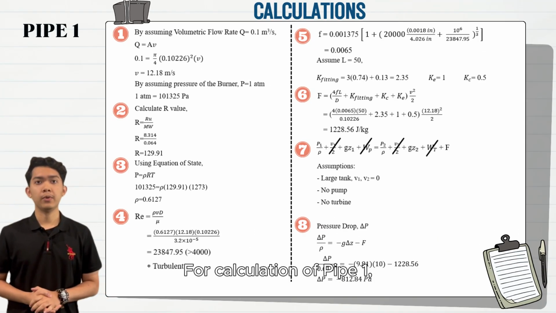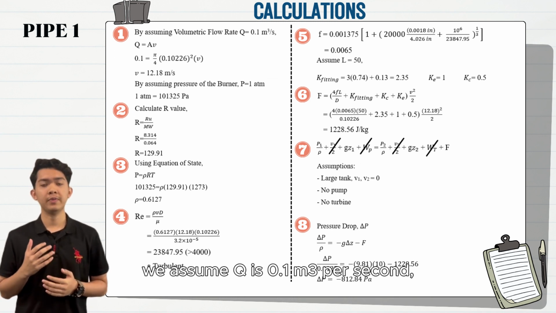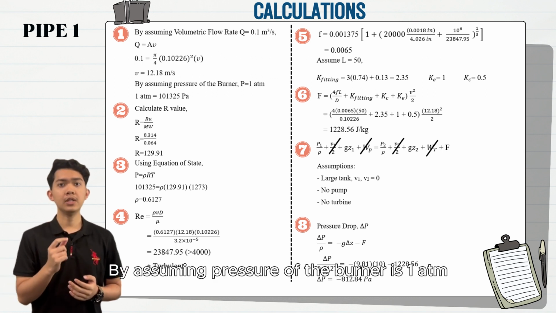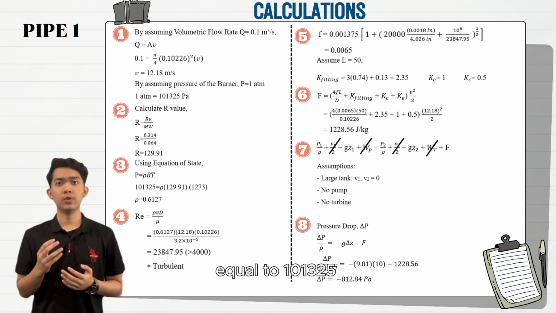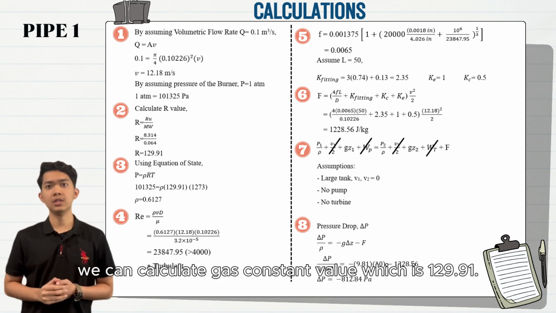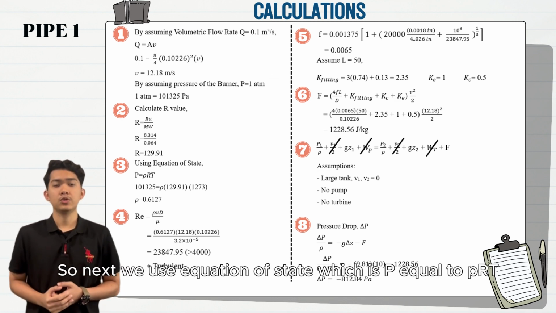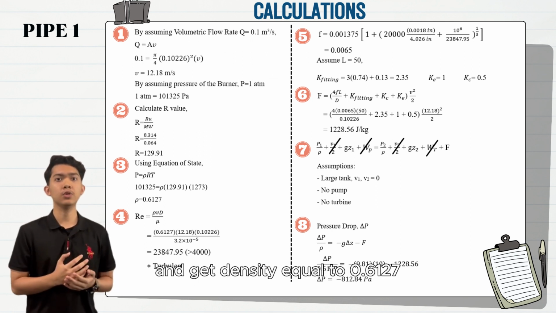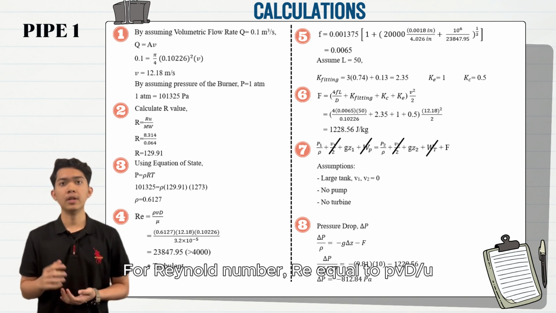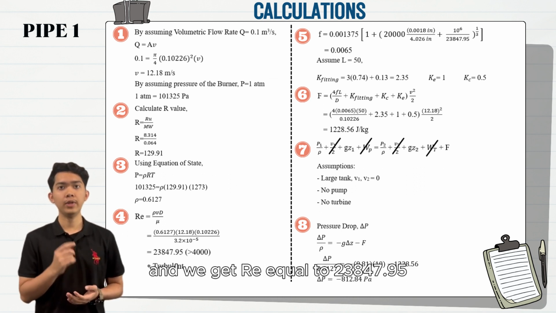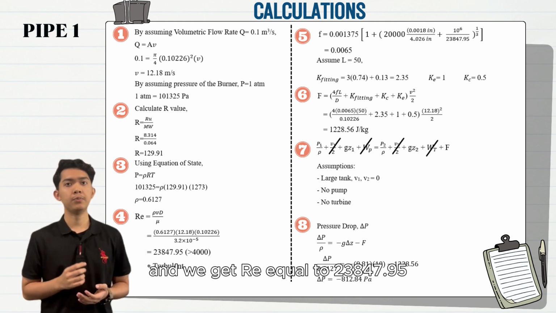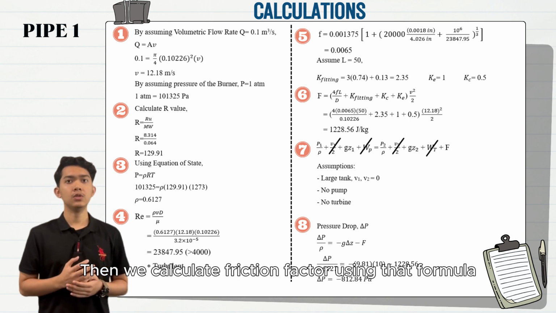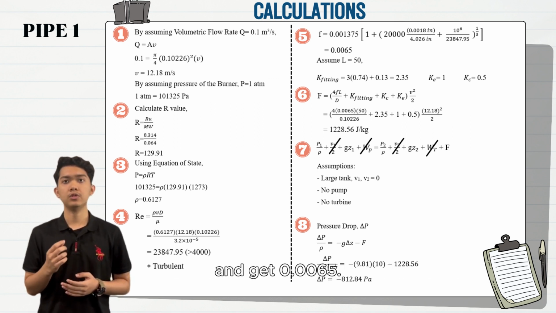For calculation of part 1, we assume Q is 0.1 meter cube per second and we get velocity 12.18 meter per second. By assuming pressure of the burner is 1 atm, equal to 101325 Pascal, we can calculate this constant value, which is 129.91. Next, we use the equation of state, P equal to rho RT, and get the CT equal to 0.6127. For Reynolds number, Re equal to rho V d over mu, and we get Re equal to 23847.95, which is turbulent flow, more than 4000. Then we calculate the friction factor using that formula and get 0.0065.